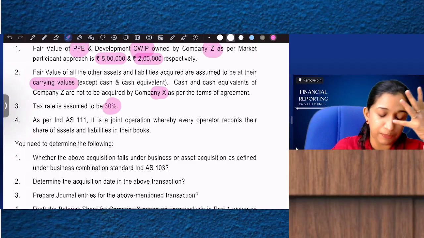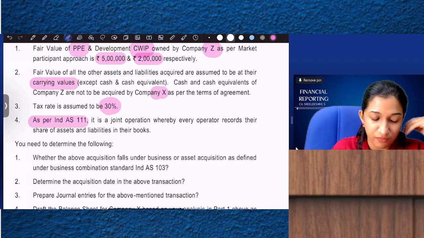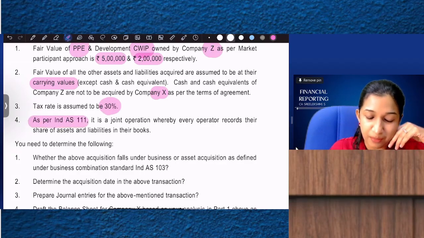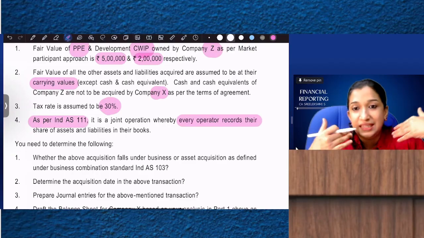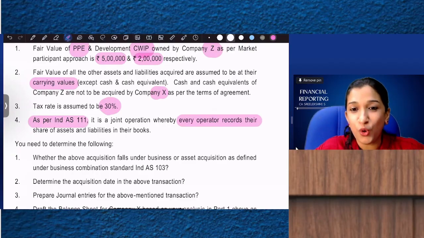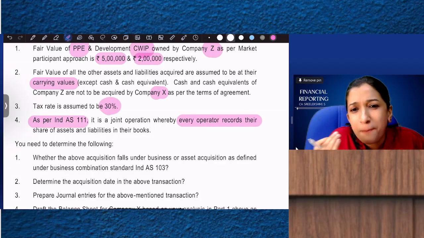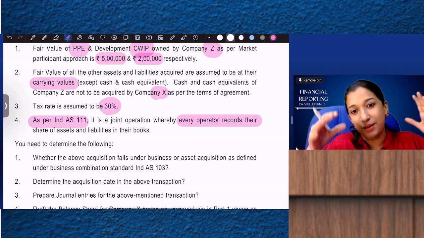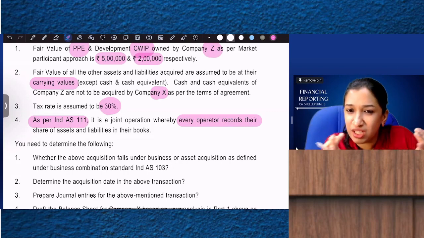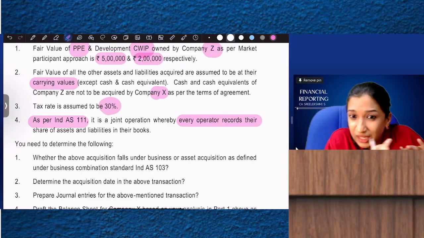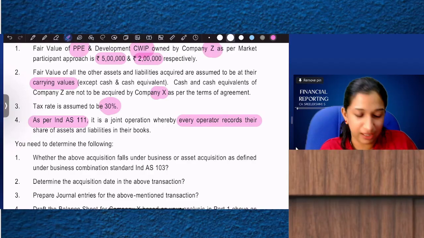Tax rate is 30%. As per IND AS 111, it is a joint operation whereby every operator records their share. Do you know the treatment as per IND AS 111 for joint operation? Only my share I'll be taking over. Yes or no? In the books, only our proportionate share will be taken over.